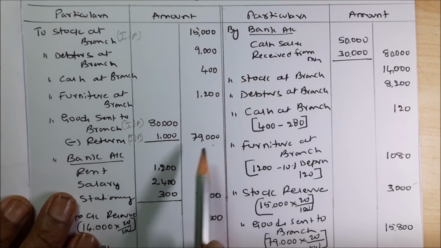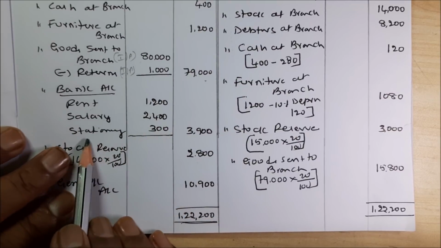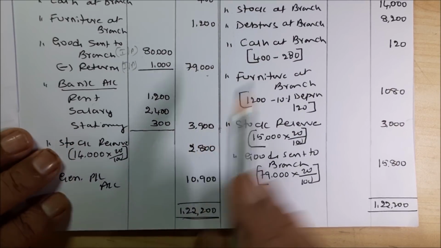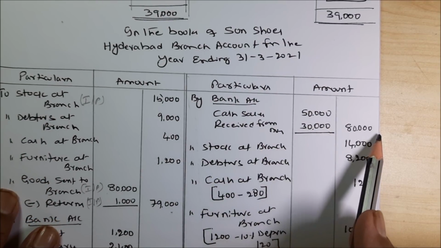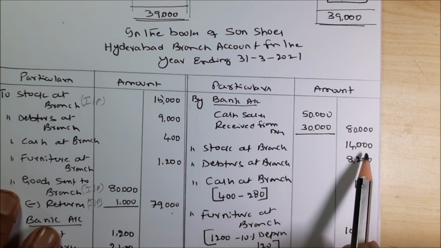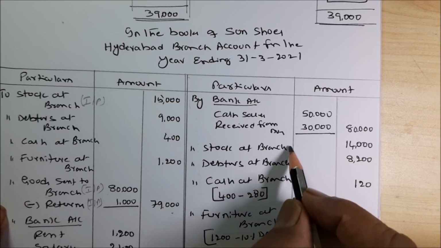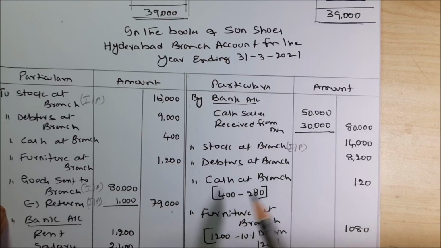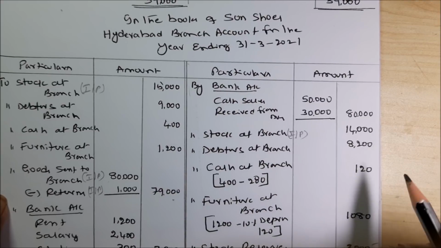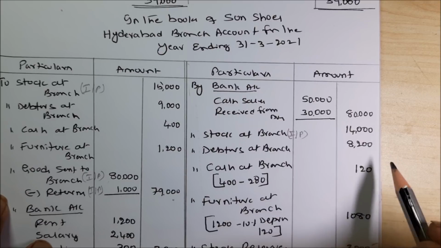It is at IP. Then they have given so many expenses: rent 1,200, salary 2,400, stationery 300, totalling 3,900. Then cash sales 50,000, received from debtors 30,000, total is 80,000. Stock at branch is 14,000, and once you say stock at branch 14,000, it is IP. Intentionally, first I have not written it, so that you will understand. If I write AP, that means you have to concentrate on that. Debtors at branch 8,000 plus 200 is 8,200.